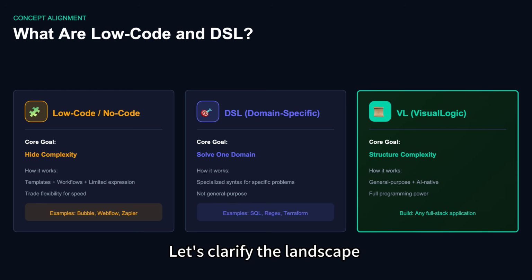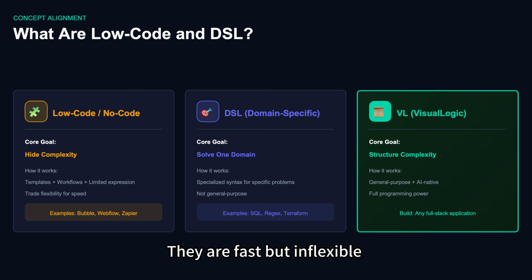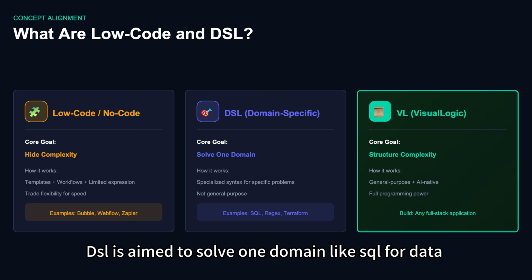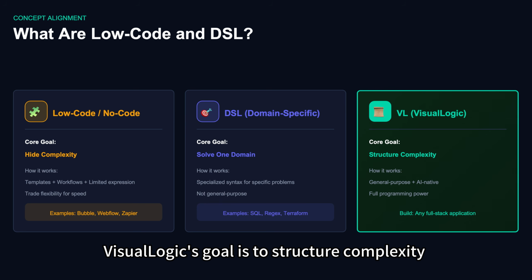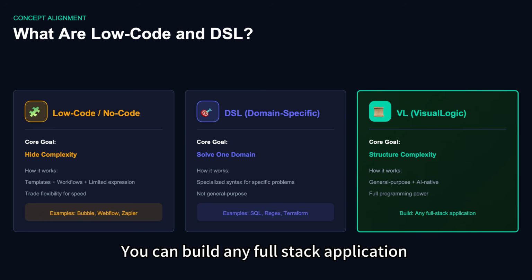Let's clarify the landscape. Low-code, no-code tools aim to hide complexity using templates. They are fast but inflexible. DSLs aim to solve one domain like SQL for data. VisualLogic's goal is to structure complexity. We are general purpose. You can build any full-stack application, but with a structure designed for AI.